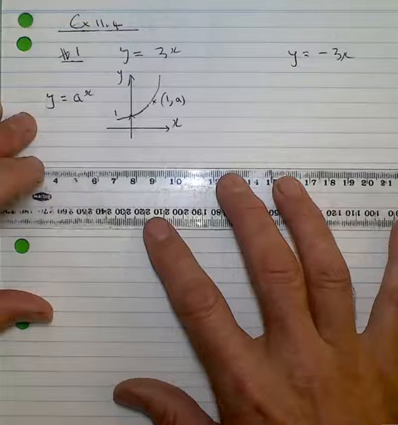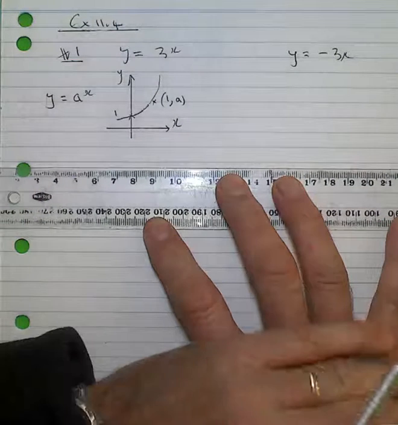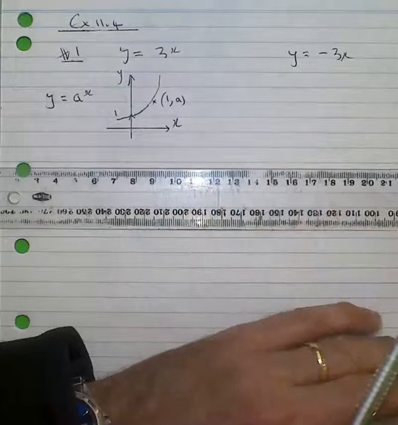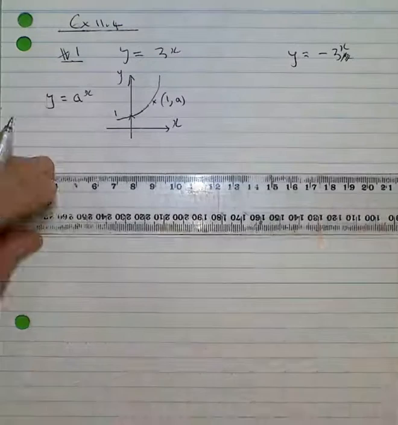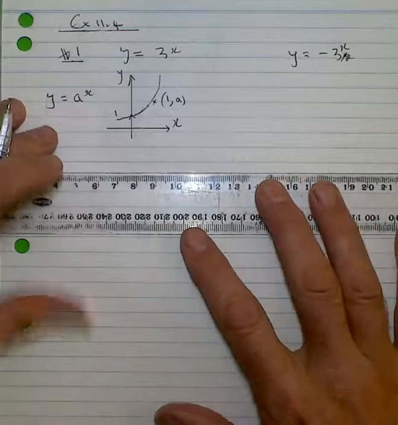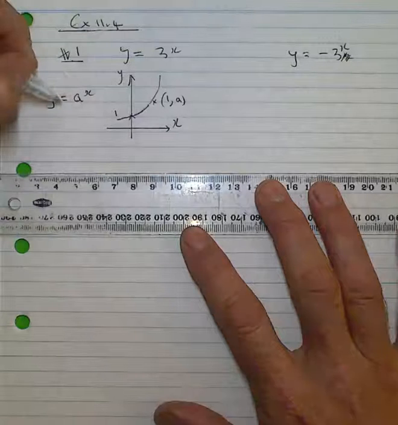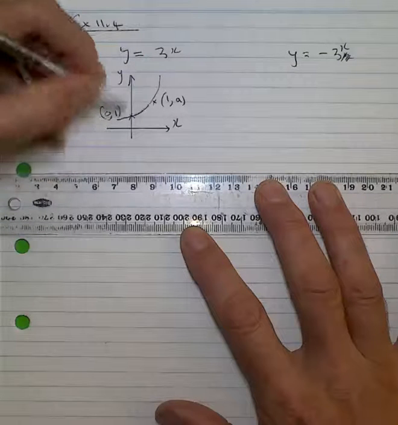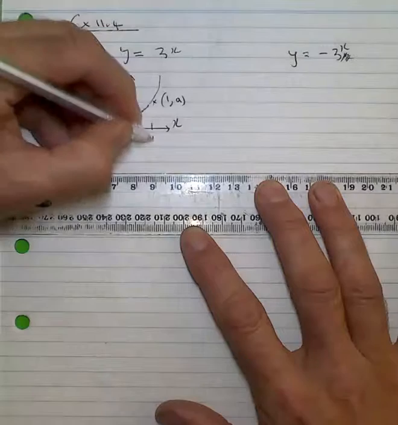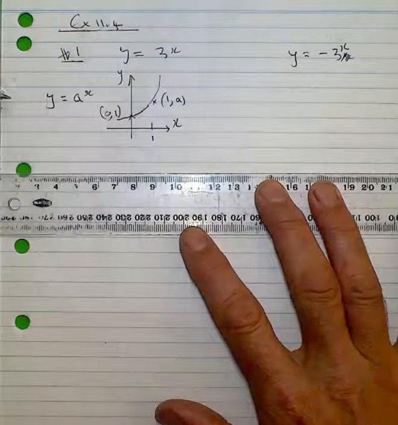Question 1, you're asked to graph y is equal to 3 to the x on the same scale as y is equal to negative 3 to the power of x. Now, the first thing you should note is the graph of the function y is equal to a to the power of x cuts the axis, the y-intercept, at 0, 1 and also passes through the point 1, a.